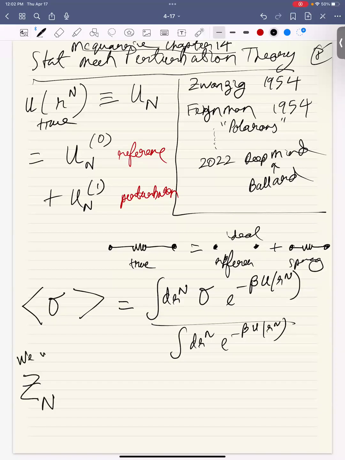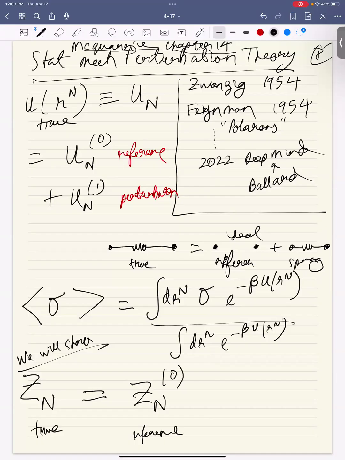So we will show that, what would be the relation between Zn and the, sorry, this is the true n-body partition function. And let's think, how is it going to be related to the reference n-body partition function, where there is the reference potential? Let's call this Zn0. What would be the relation between these two? If the perturbation was 0, they would be equal. Everyone sees that, right? Of course, the perturbation is non-zero. There is some complication, so that's what we need to calculate, right?